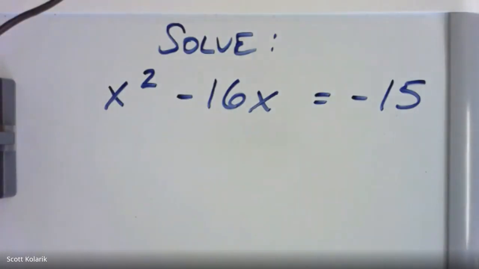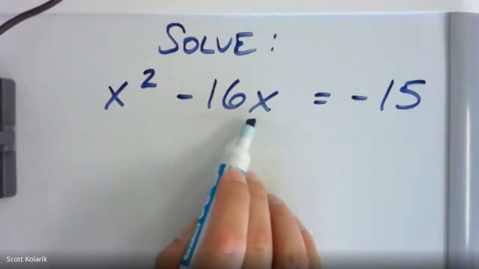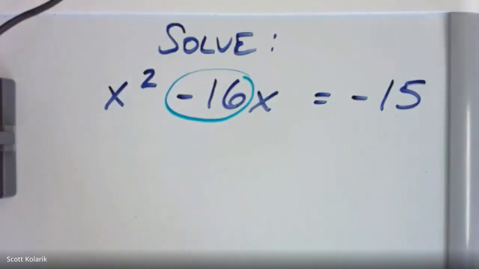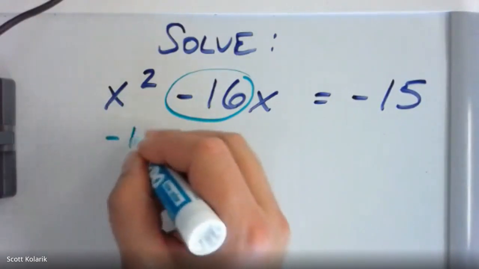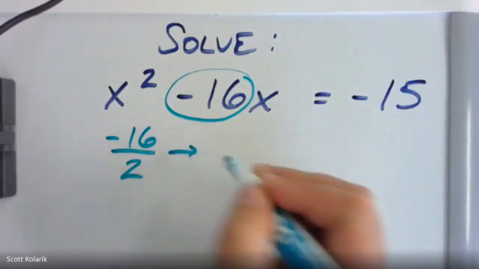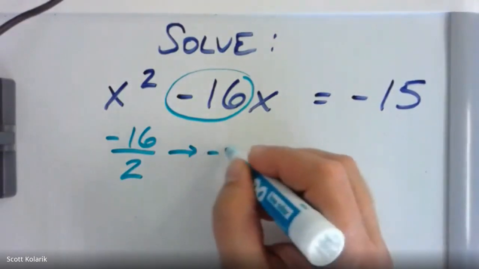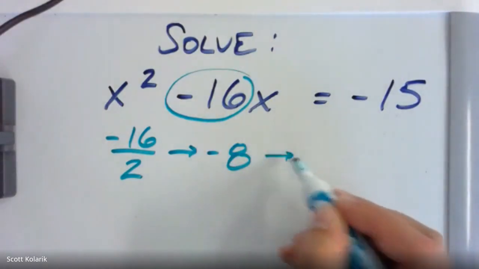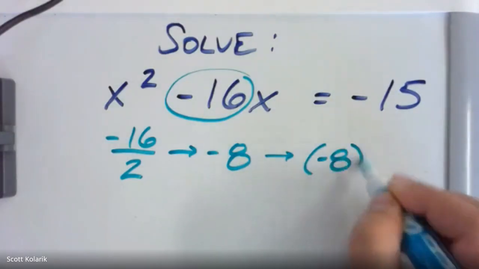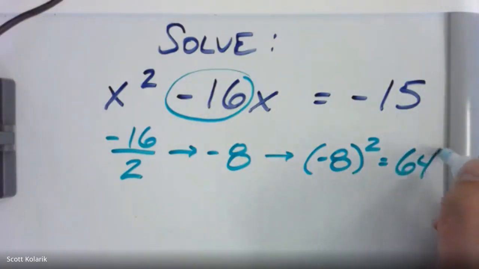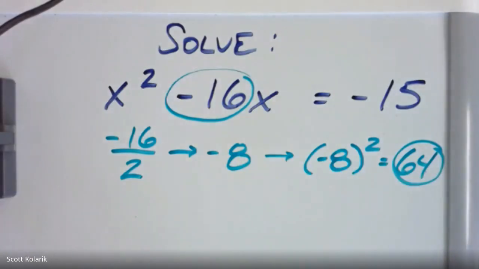All right, so let's go through that technique that we learned yesterday. What I'm going to focus on is this middle coefficient that's multiplied by the x, namely this minus 16. Now this negative 16, using our technique from yesterday, I'm going to cut it in half, divide it by 2. In this case, negative 16 divided by 2 is going to give me a negative 8. All right, now that negative 8, I'm going to square that value. And in this case, negative 8 squared gives me 64. This is the technique of completing the square.